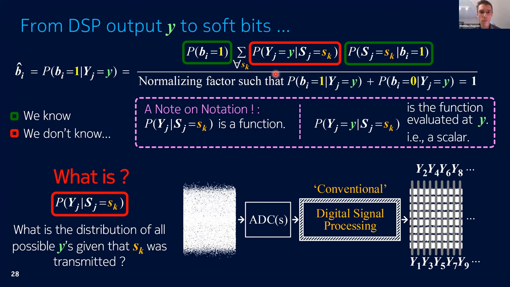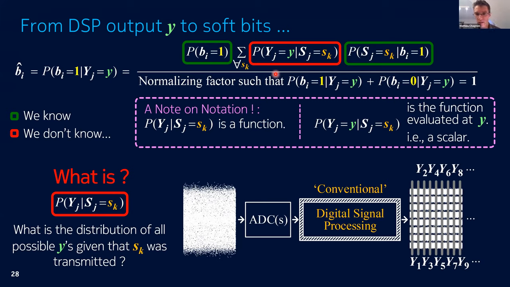We know the prior probability of sending a one, this is typically 0.5. This is the first green box here. And the second green box is, as we said earlier on, based on our pre-established prior probability of sending symbols, I know the renormalized priors of sending a symbol, given that I'm living in a world where the ith bit was a one, okay? That we know. What we don't know is the distribution of all possible lowercase y's that I can receive, that I can sample, given that I sent a certain symbol at the transmitter. So again, a priori, we don't know that quantity, right?